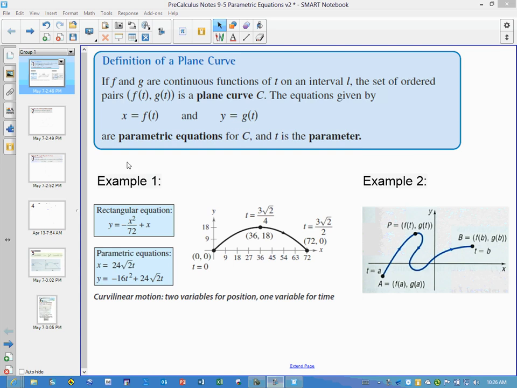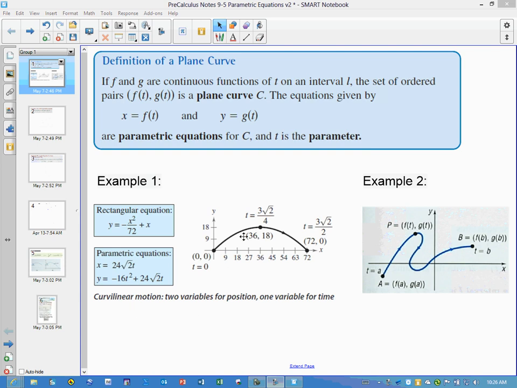So rather than y being a function of x, you have x and y both being functions of the other variable, which is the parameter. And these are the parametric equations for that same curve. The important thing to understand with parametric equations is they have more information in them than just the rectangular equation. Even though it is the same curve, parametric equations also tell you where on the curve it is at a certain time.